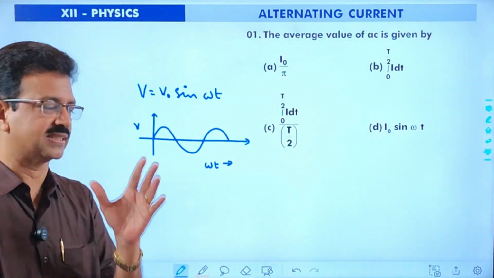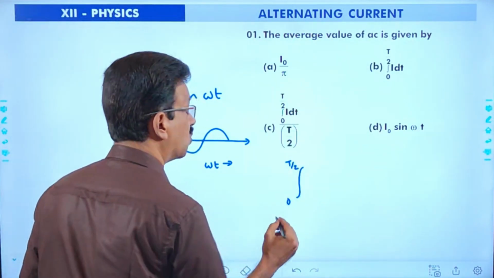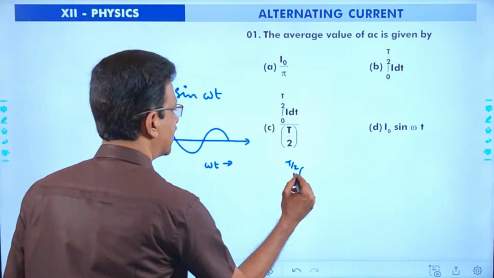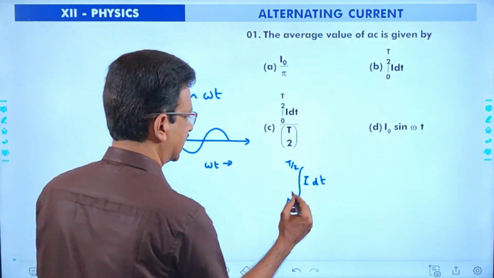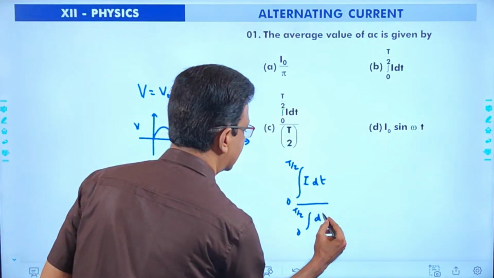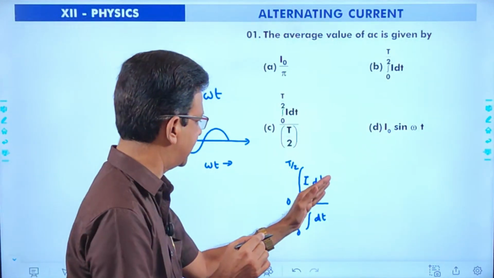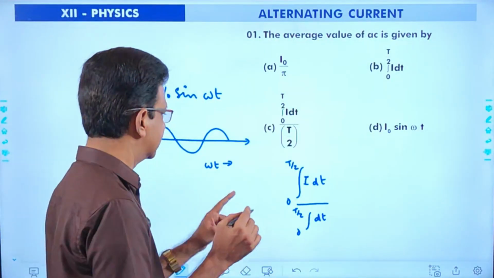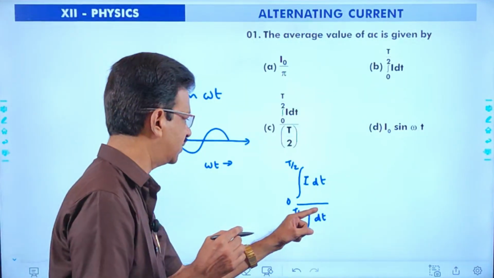And it is given as integral 0 to T by 2 over half a cycle. Therefore, the limit is 0 to T by 2. T is the time period. I dt, summation of the instantaneous currents over half cycle divided by 0 to T by 2 dt. After finding the summation of different instantaneous values, then divide by the total time interval for half cycle. Integral 0 to T by 2 I dt divided by integral 0 to T by 2 dt.